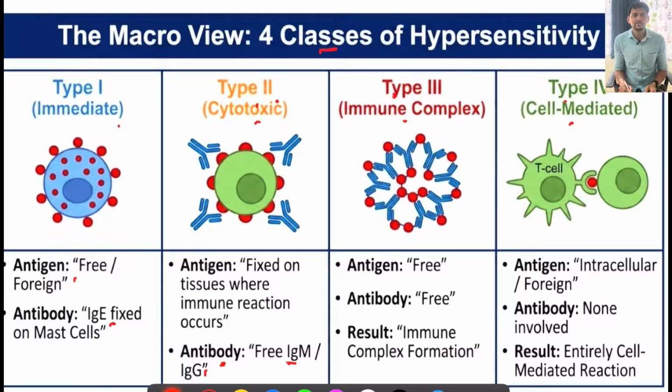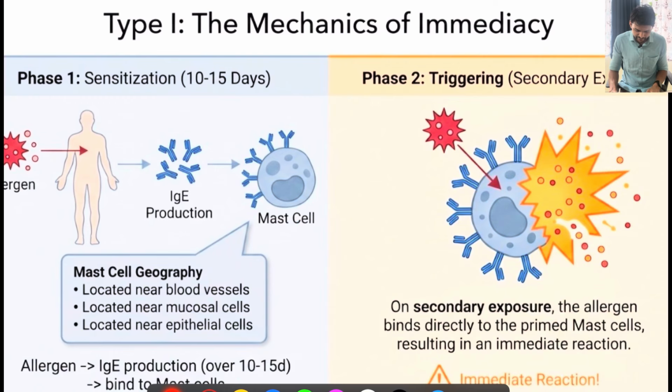Whereas in type 3 hypersensitivity reaction, both will be free, antigen as well as antibody. When they come together, they will form immune complex. That immune complex formation itself is the igniting factor for type 3 hypersensitivity reaction. Whereas in type 4, mainly T lymphocytes are involved, and the point here is that there are no antibodies involved in type 4 hypersensitivity reaction. All these things we will discuss in detail.